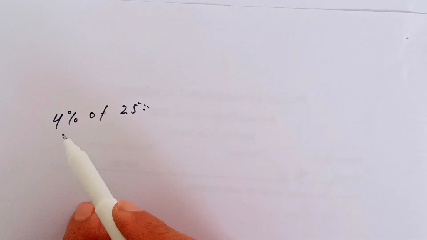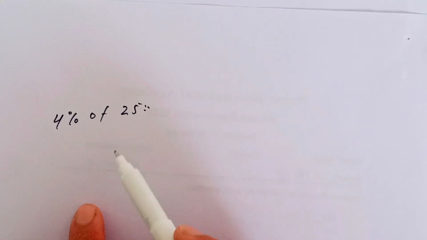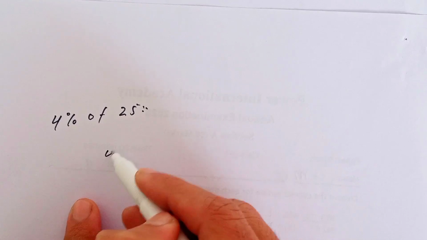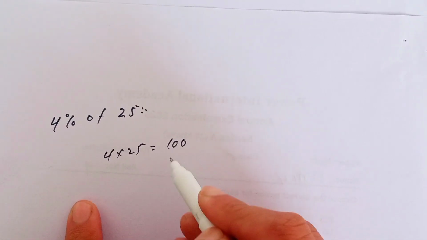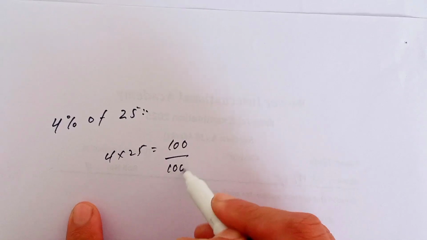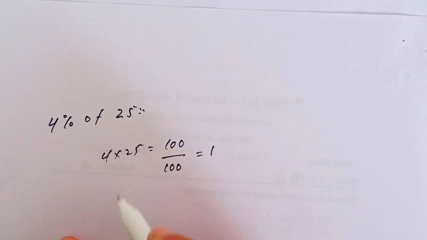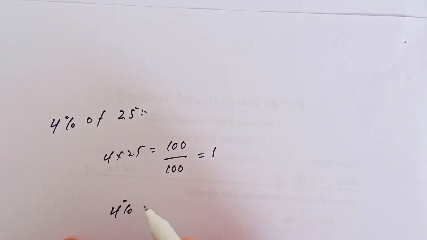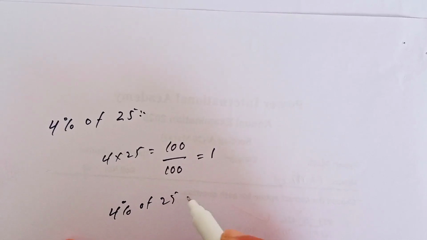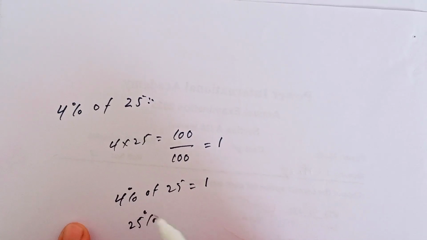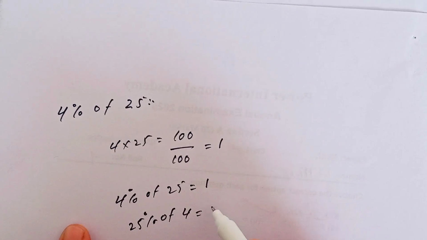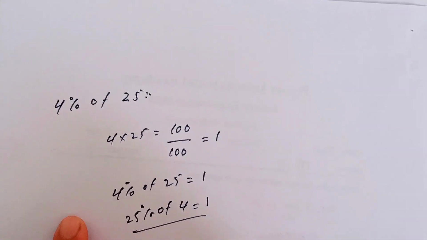In this example we are finding 4% of 25, right? So multiply 4 with 25, right, which is equal to 100, and divide 100 by 100, right, which is equal to 1. So we can say that 4% of 25 is equal to 1, or simply say that 25% of 4 is equal to 1, right? This is the final answer.